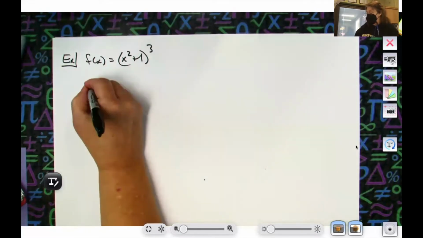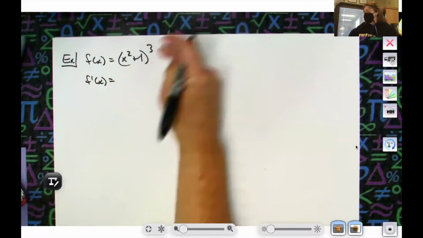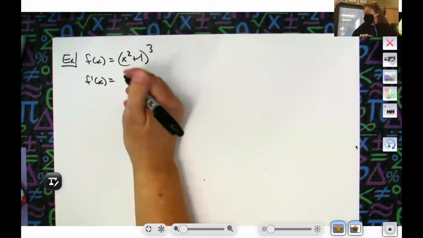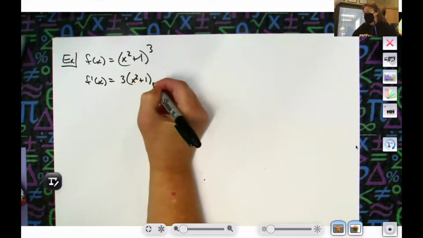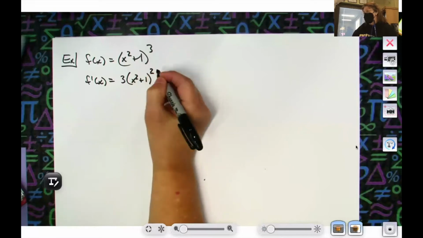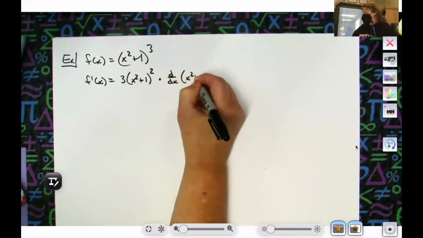So I'm going to have f prime of x. I'm going to take the derivative of that outside function, which is the power rule. So I'm going to pull the 3 down in front. I'm going to leave the inside function alone. I have to subtract 1 from the exponent. And then I'm going to multiply it by the derivative, d dx, of that inside function.